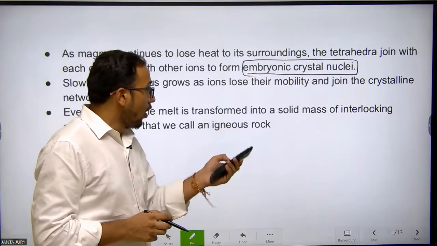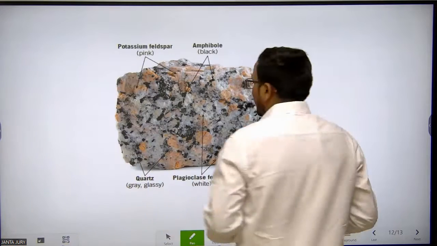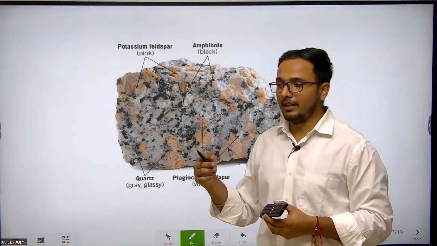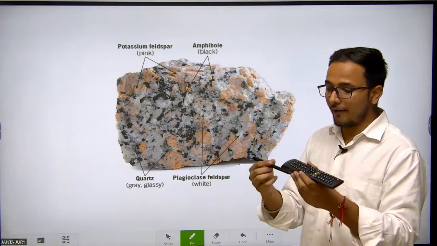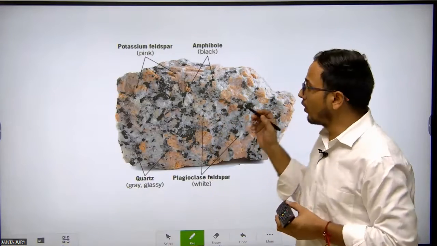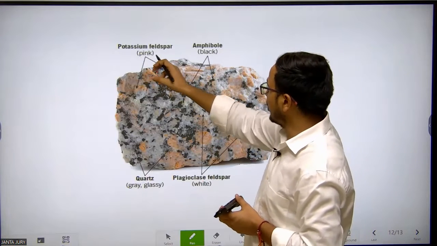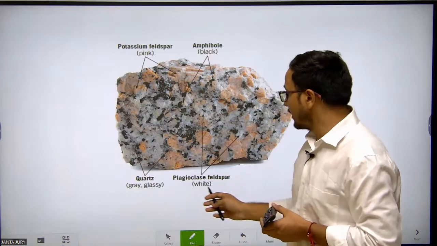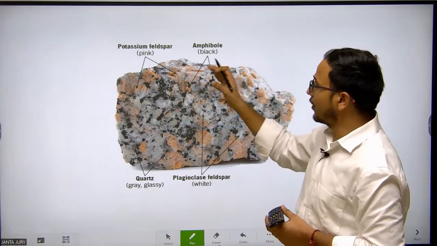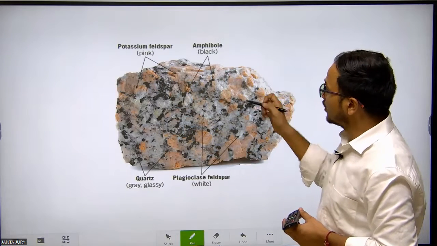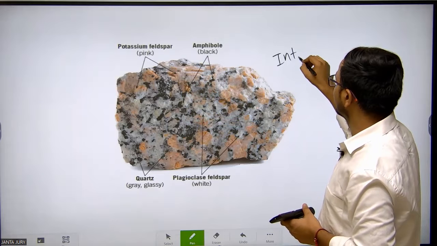Now we have to understand what interlocking silicate means. Here we can understand interlocking through a very general example from construction. In a building, the bricks have an interlocking pattern. Why? To provide strength to the building. This is how potassium feldspar, amphibole, quartz, and feldspar interlock, because magma has a composition of different minerals. When they solidify and cool, they form an interlocking structure. So this shows interlocking.